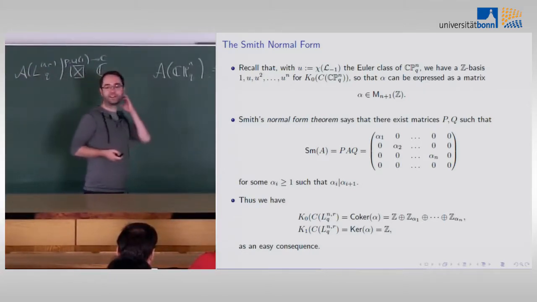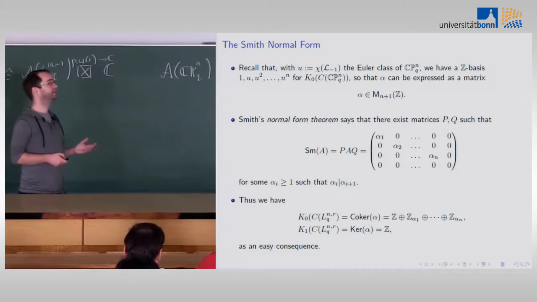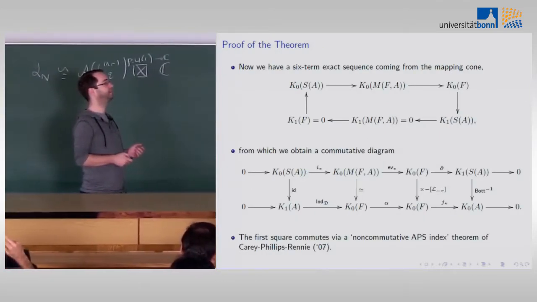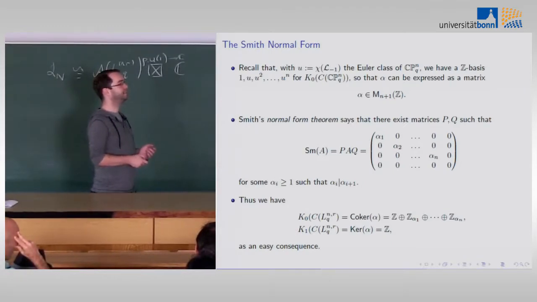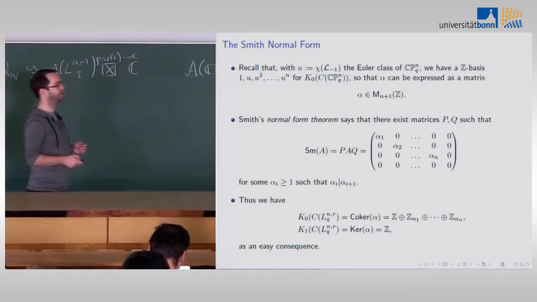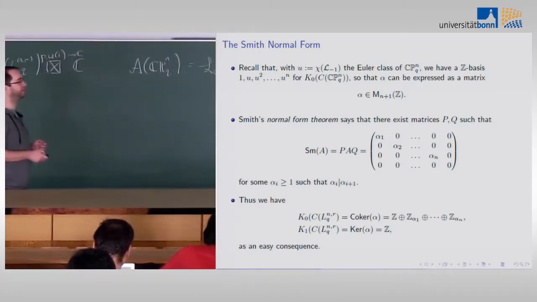And then once you have a matrix, you can compute its kernel and co-kernel, which is what this exact sequence tells you: if you want to know this K-theory and this K-theory, then it's just given by the kernel and co-kernel. The kernel is easy. That's just a copy of the integers because I have zeros here. And then I get copies of the cyclic groups of order given by these numbers.